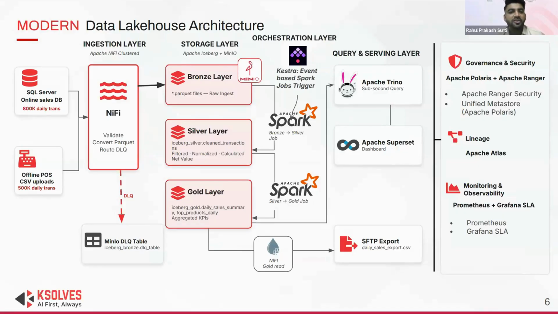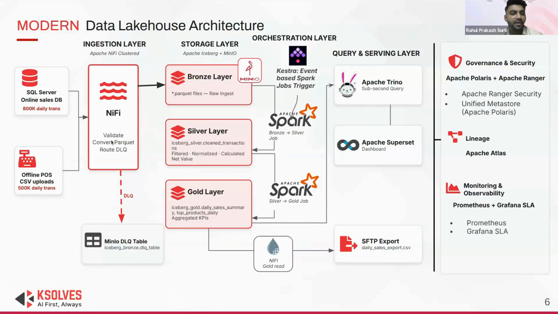So we have different layers over here. As you can see, we have the ingestion layer first, in which we have the Apache NiFi cluster. The Apache NiFi cluster basically validates the data. Once it pulls it from the database and the folders, it validates it. If the data is valid, it will directly push it into the bronze bucket in the MinIO S3 storage system.